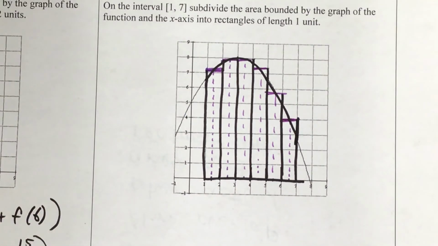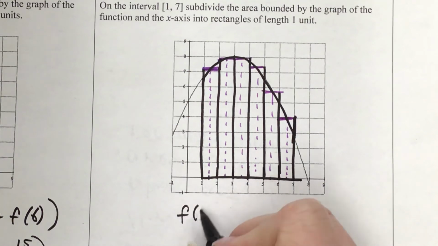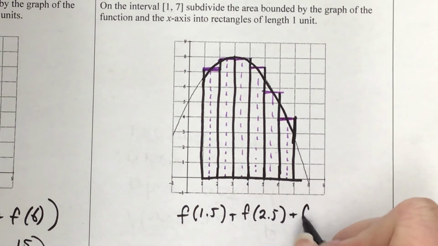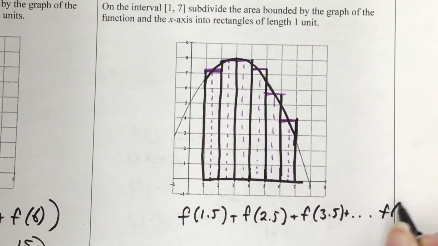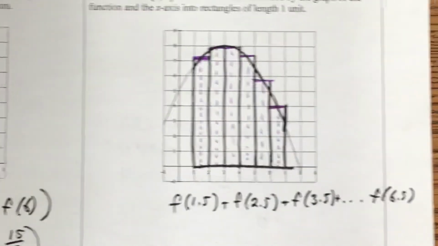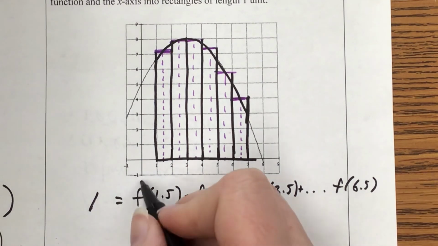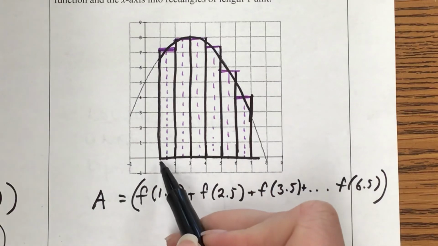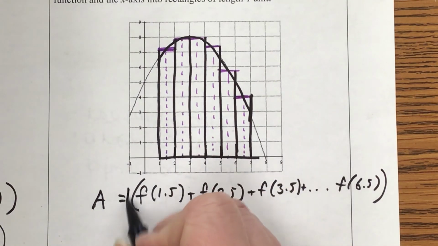Okay, so all of those heights would be like f of 1.5 plus f of 2.5 plus f of 3.5 plus dot, dot, dot, f of 6.5. When you write them out, you should write all of them when you're actually doing these problems. So that's going to be the sum of your heights, and then you have to multiply times the widths. The width of each rectangle is not a half. The width of your rectangles is 1.